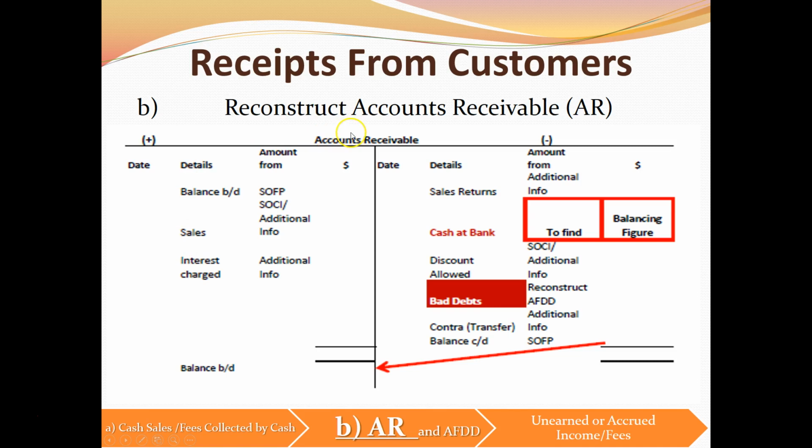So how do we know this information is on the debit and the credit? When we sell, customer owes more. When customer pays us, cash at bank, customer owes less. When customer pays us, we allow discount. When customer returns the products, they owe us less. That's why it's this type. Okay, so bad debts, when bad debts happen, means customer dies or goes bankrupt. So we have to write off the debt. That's why it's on the credit side.